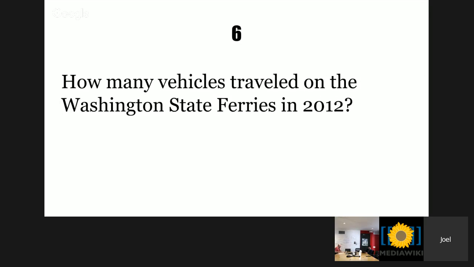Question 6. How many vehicles traveled on the Washington State ferries in 2012? This is Washington State of United States in the ferry system. How many vehicles traveled? There's car ferries, and you can drive your car onto a ferry. How many vehicles traveled on these ferries in the year 2012?